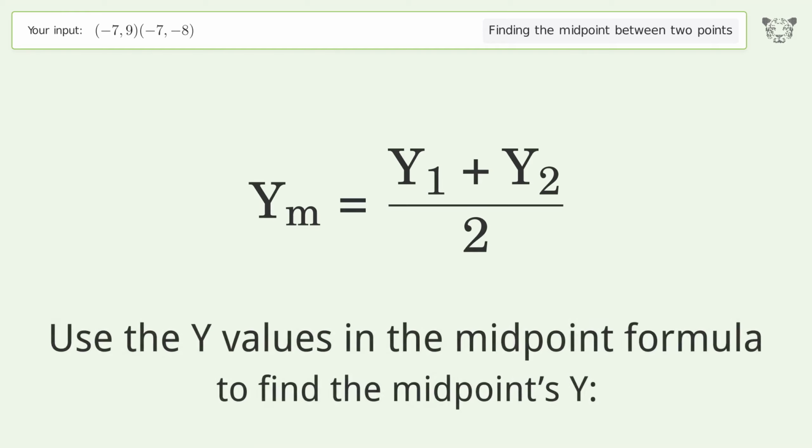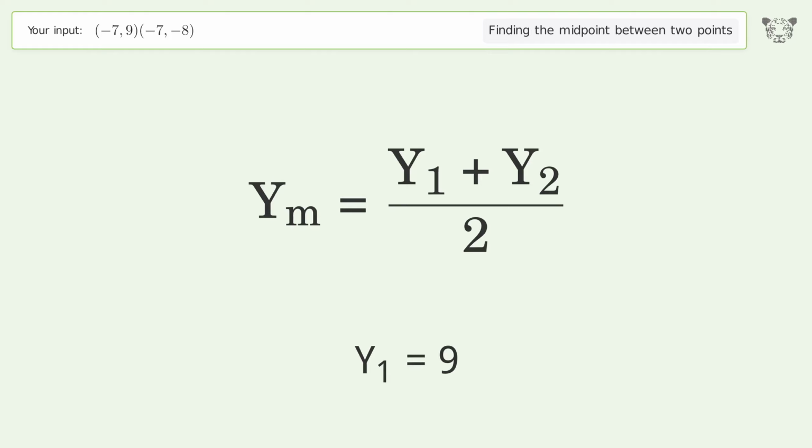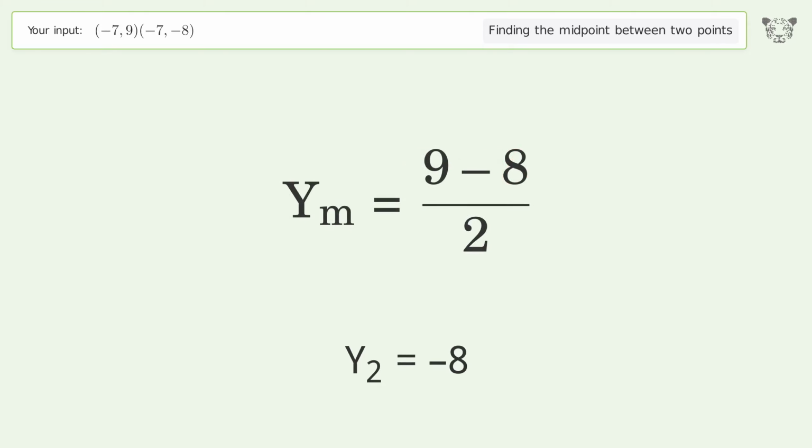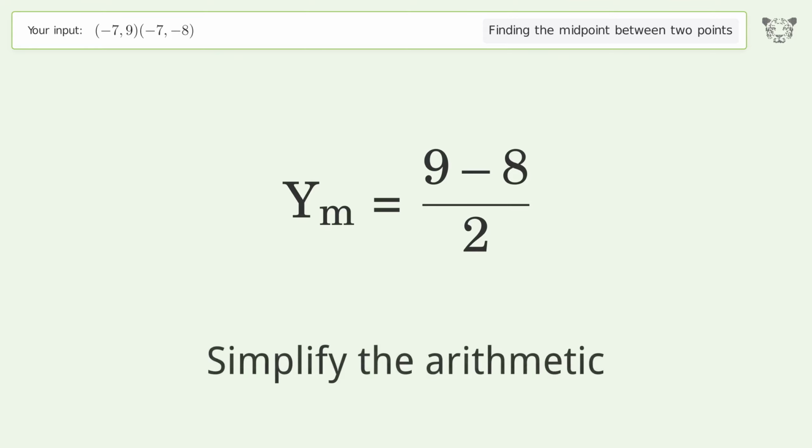Use the y values in the midpoint formula to find the midpoint's y. y1 equals 9. y2 equals -8. Simplify the arithmetic.